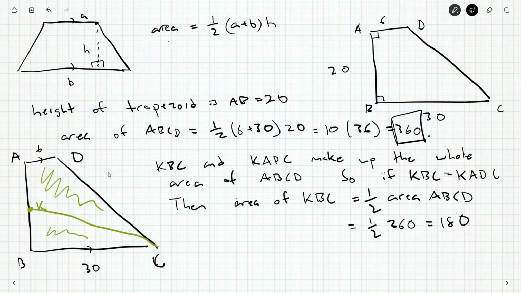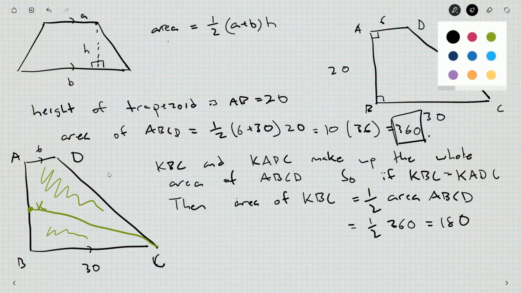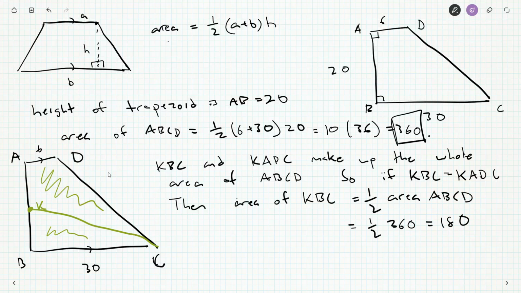Okay. Now, that's what we want to have happen. That's not what we need to calculate. What we need to calculate, they want the length KB here. But that happens to be the height of our triangle.